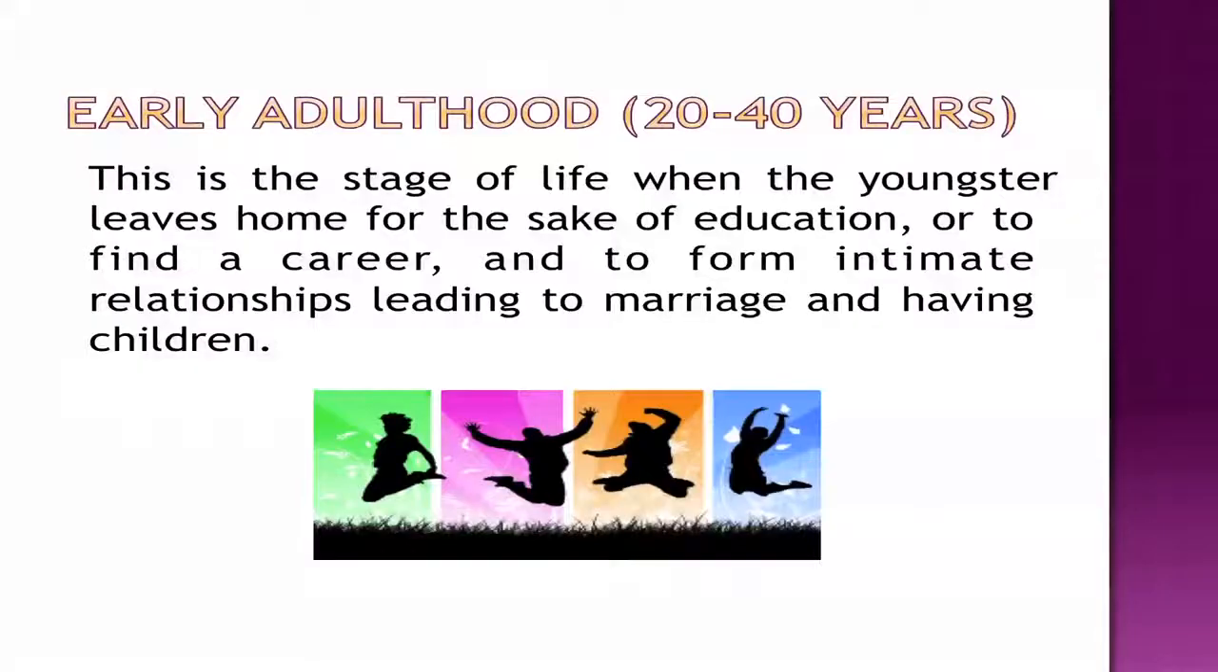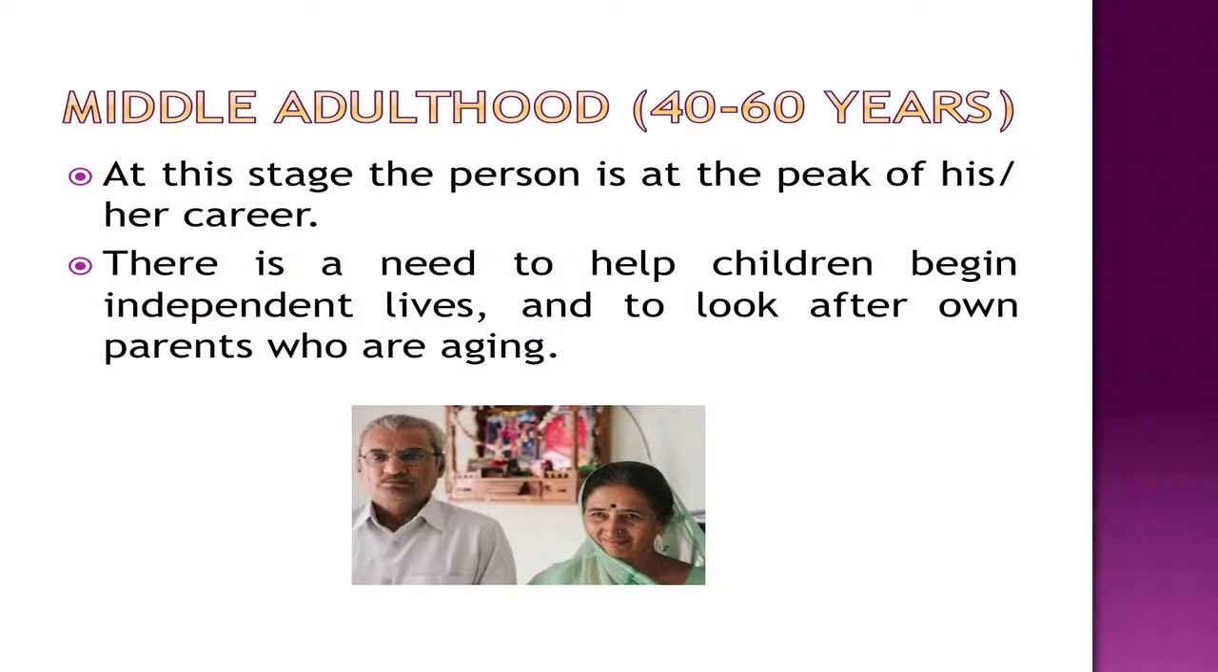Next stage is early adulthood, that is it ranges from 20 to 40 years. This is the stage of life when the youngster leaves home for the sake of education or to find a career and to form intimate relationships leading to marriage and having children. Next stage is middle adulthood. It spans from 40 to 60 years. At this stage, the person is at the peak of his career. There is a need to help children begin independent lives and to look after own parents who are aging.